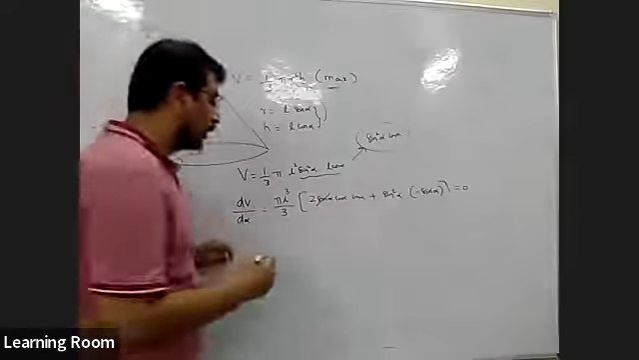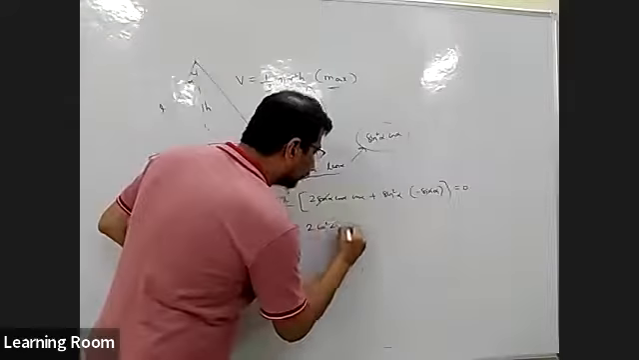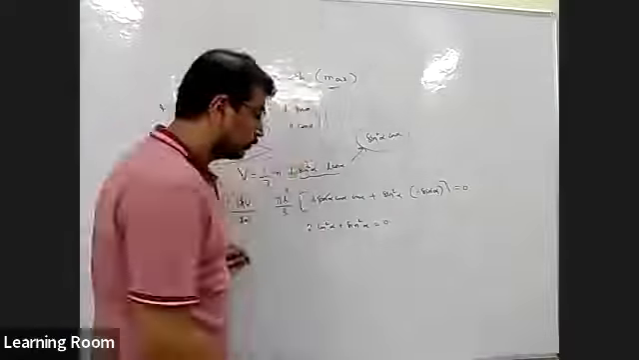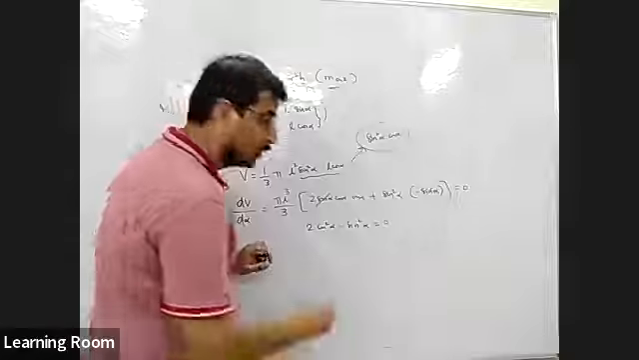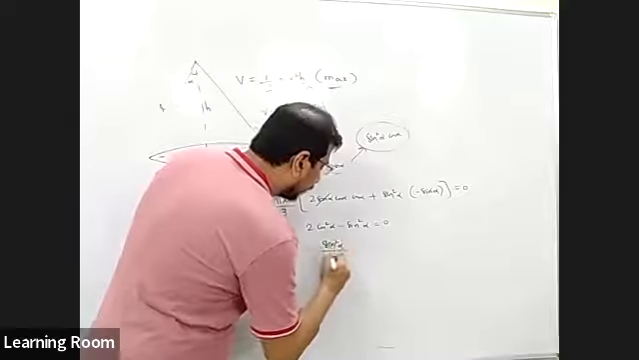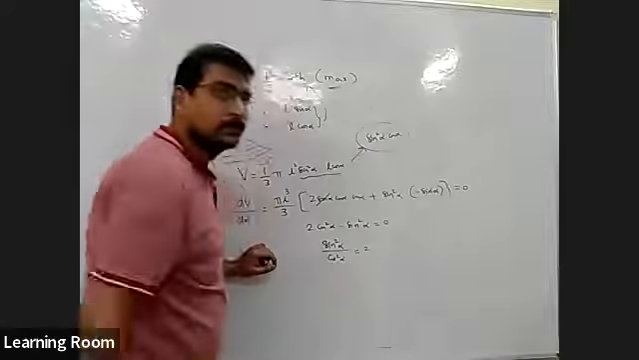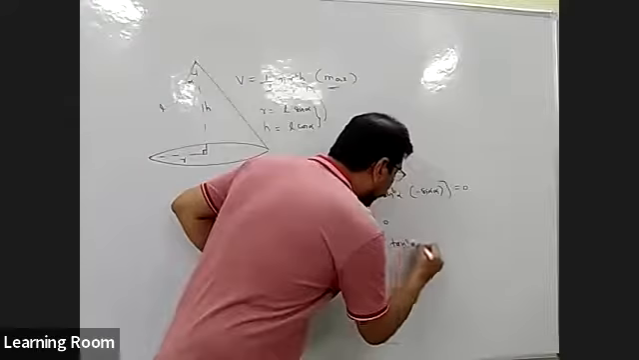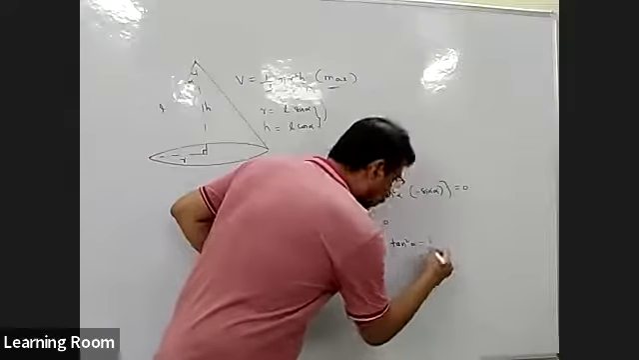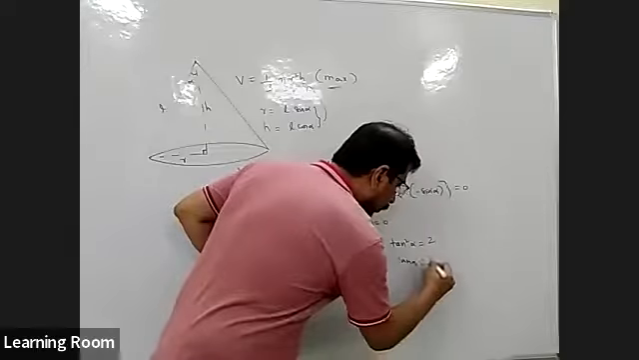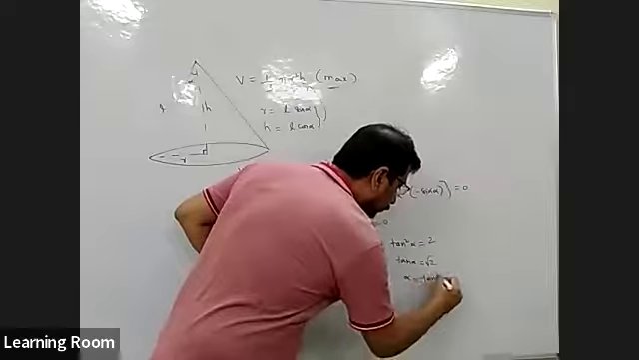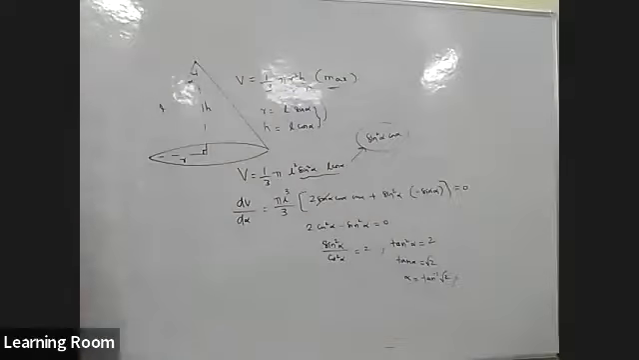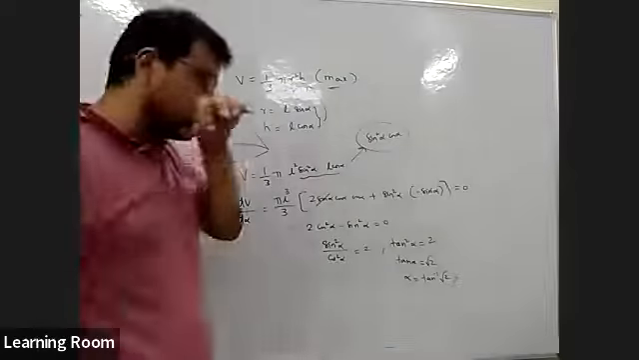So what are you left with? 2 cos square alpha minus sin square alpha is equal to 0. So sin square alpha divided by cos square alpha is equal to 2. Correct? So what will tan square alpha be equal to? 2. Then what is tan alpha equal to? Then what is alpha equal to? That's what they asked us. Correct? So you would understand how to proceed.